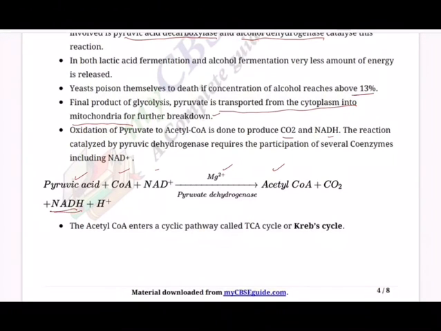So the acetyl-CoA enters a cyclic pathway called the TCA cycle or Krebs cycle for further breaking down the pyruvic acid. So acetyl-CoA is very, very important, and that's how the Krebs cycle starts. We continue this aerobic respiration further in our next session.